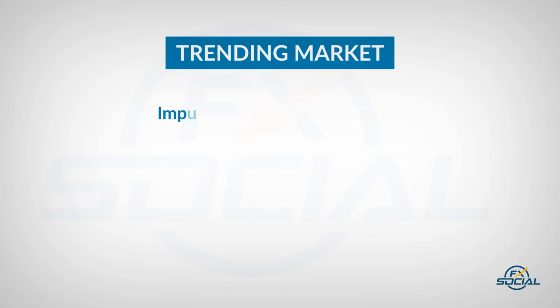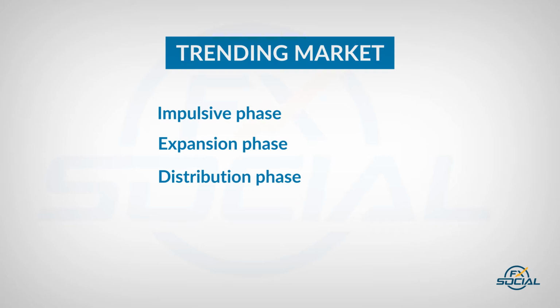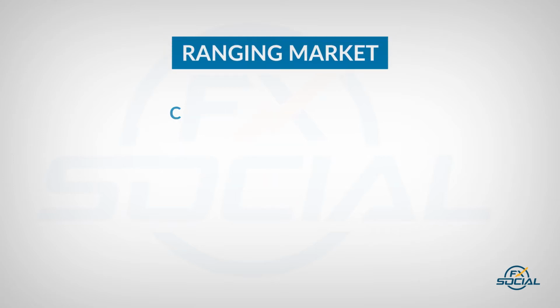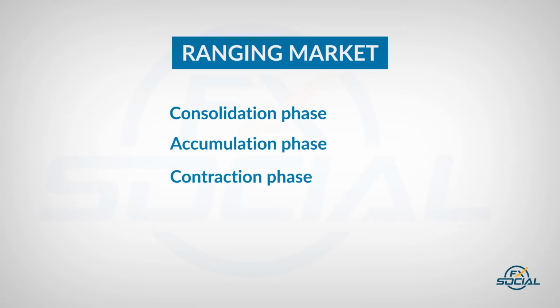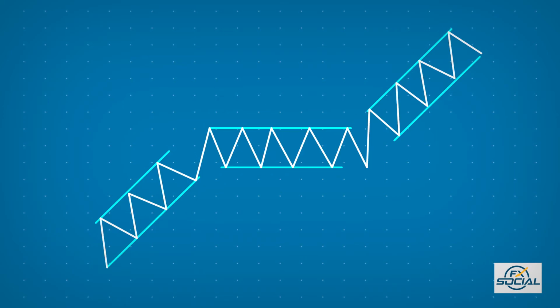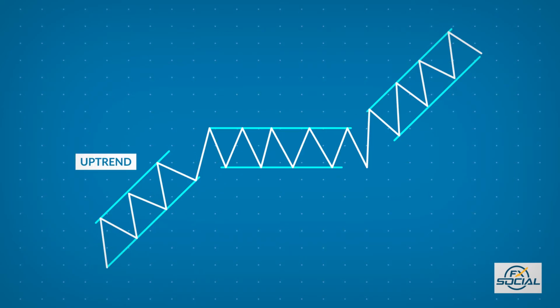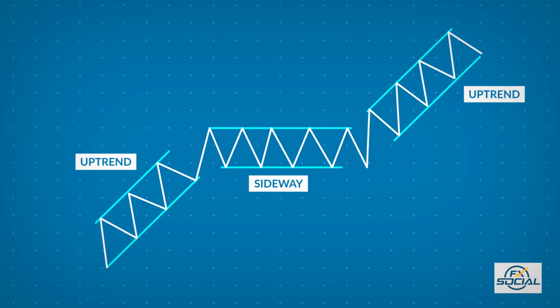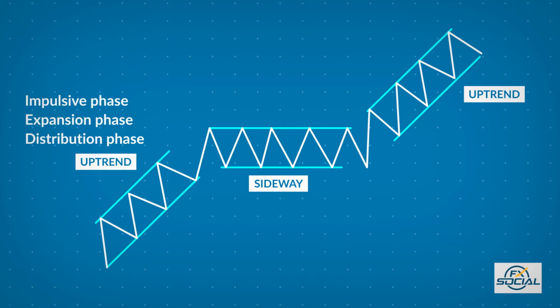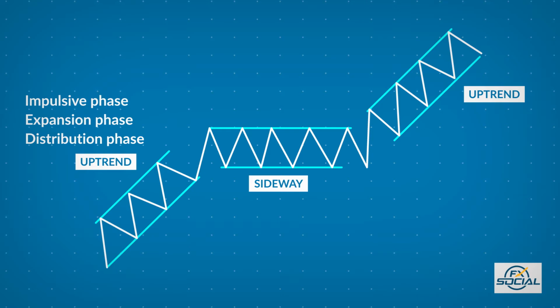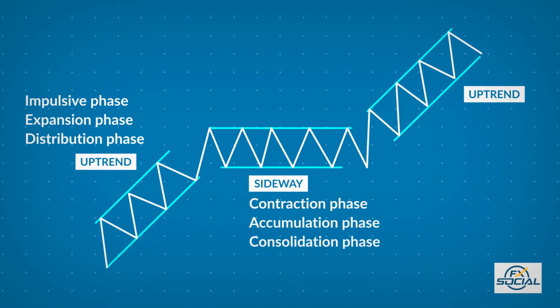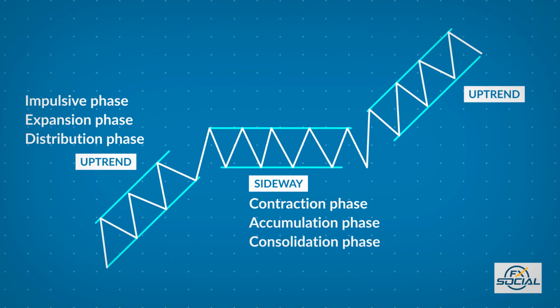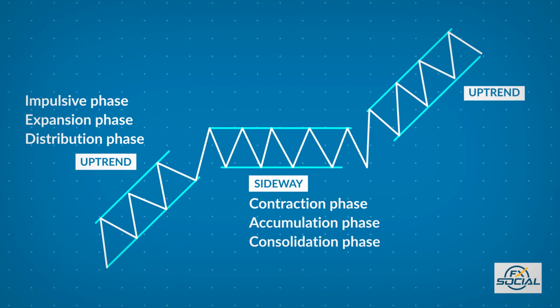The trending market can also be called the impulsive phase or the expansion phase, or the distribution phase of the market. While the ranging market can be called the consolidation phase or accumulation phase or contraction phase. Take a look at the image here, for instance. The market is in an uptrend here, and then the market makes a bit of sideways movement here before continuing to the upside. The uptrend here can be called the impulsive phase or expansion phase or distribution phase. Also, the sideways movement here can be called the contraction phase or accumulation phase or consolidation phase.